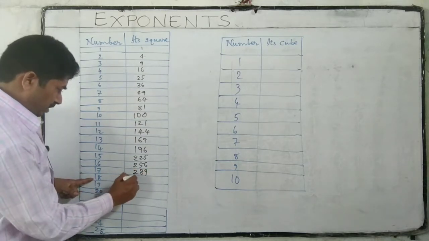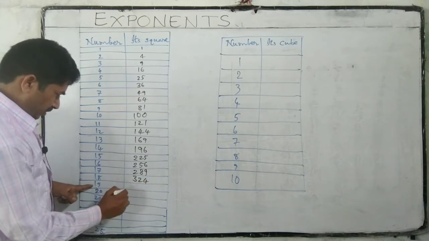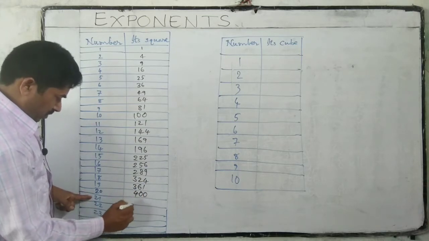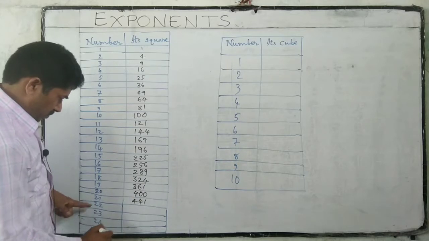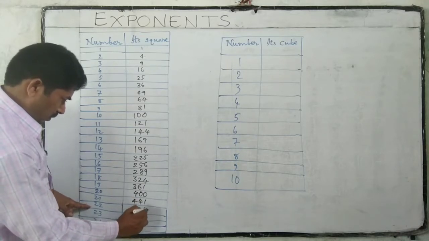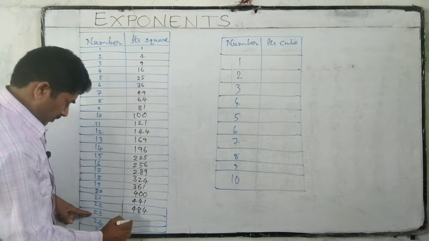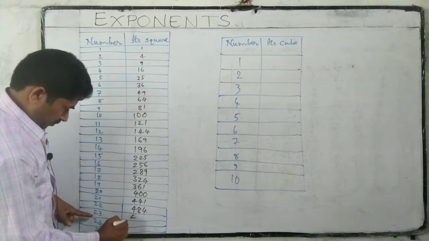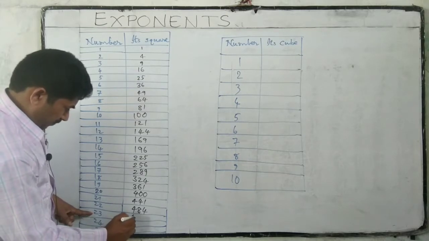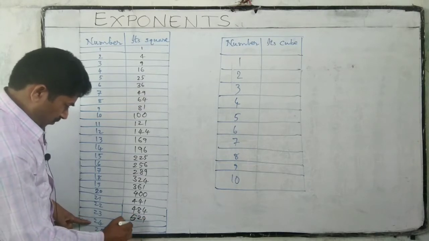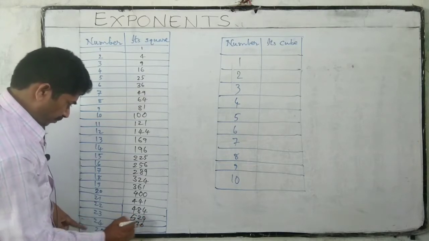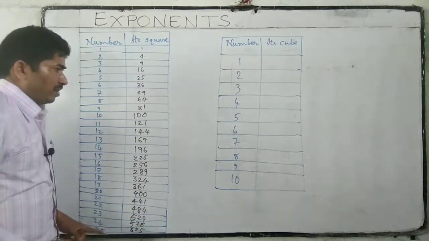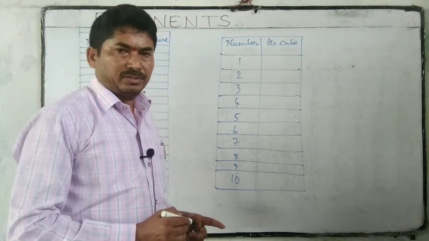18 18s are 324. 19 19s are 361. 20 20s are 400. 21 21s are 441. 22 22s are 484. 23 23s are 529. 24 24s are 576. 25 25s are 625. These are standard squares.